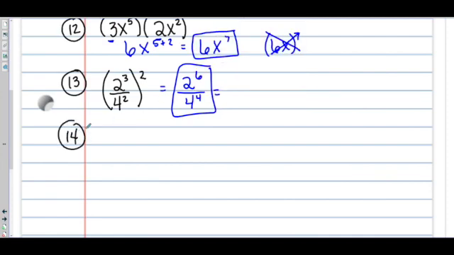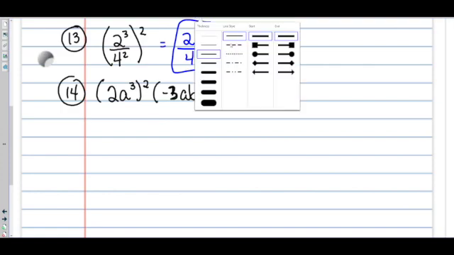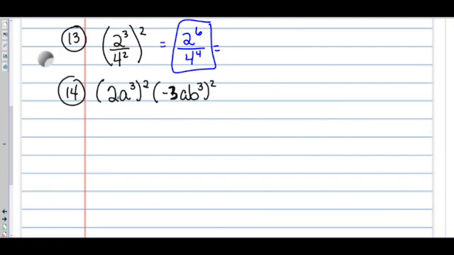Number 14. All right, here's our last one, okay? Number 14 says 2a to the third power, and all of that to the second power, times negative 3a b to the third power to the second power. Okay, so I usually like to break it up. So we'll work on this first part first and then the second part.